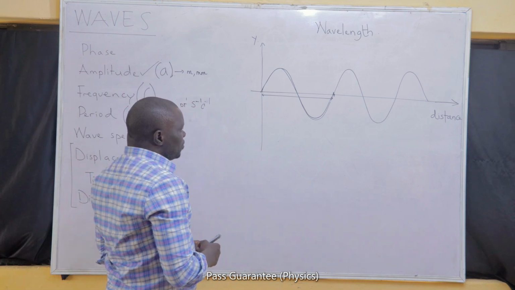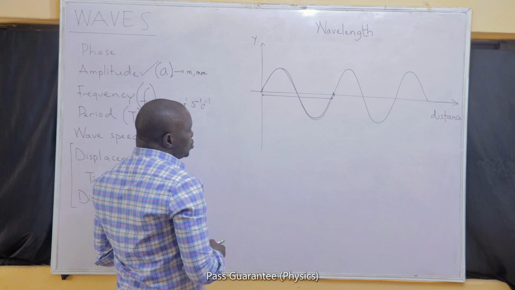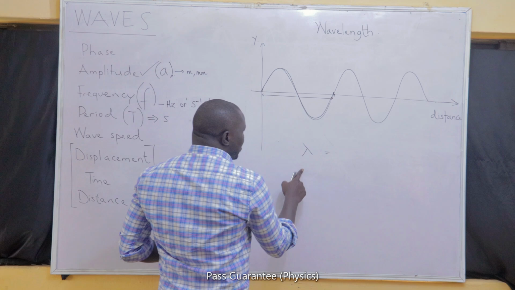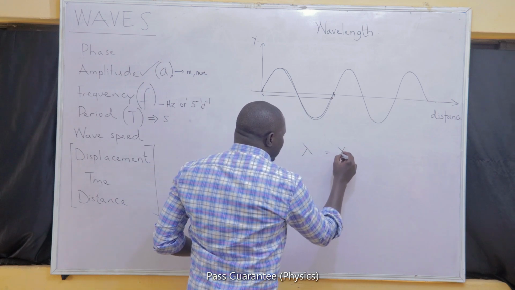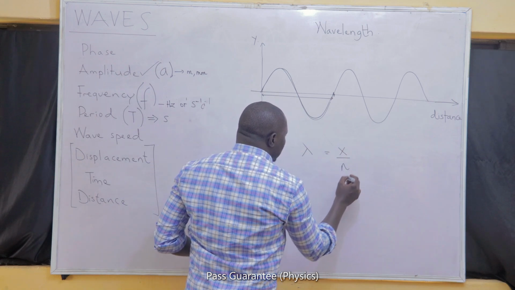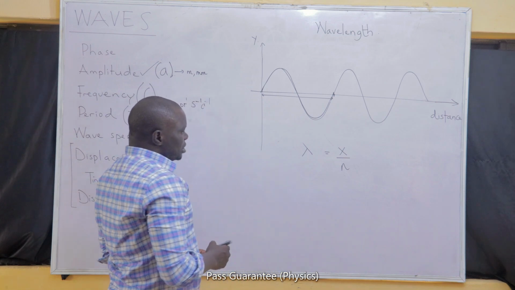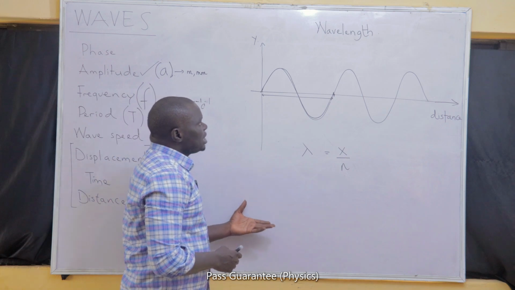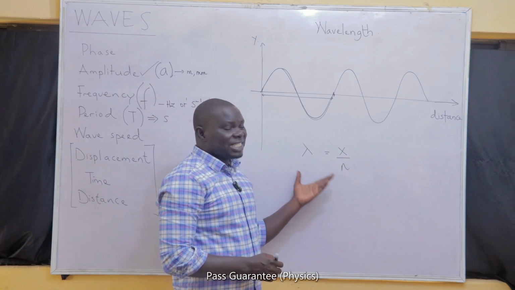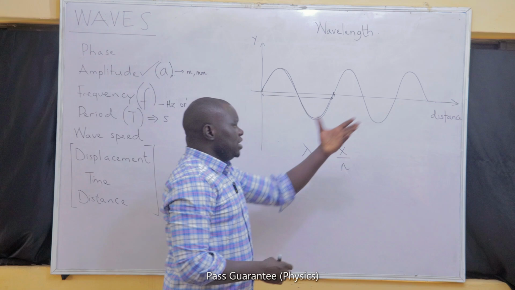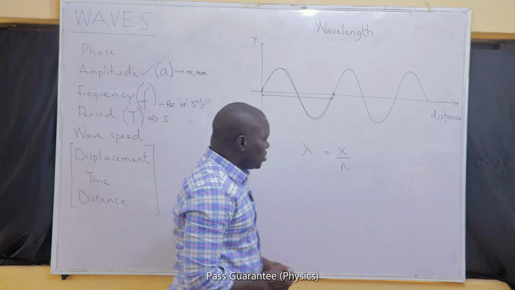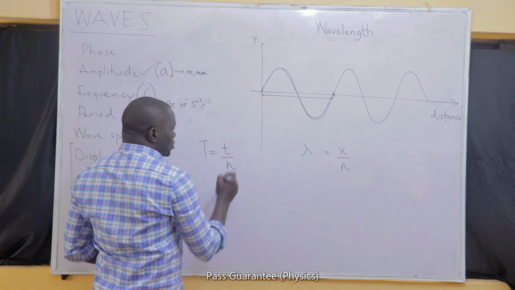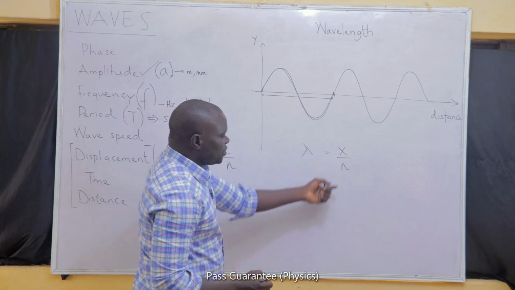How do we do that? Very, very simple and easy. The wavelength is represented with the Greek letter lambda. We'll divide the distance that we are given by the number of cycles that it took to cover that distance. We will observe that the way we get the wavelength is exactly the way we would get the period if this were a time axis, because the period is the time divided by the number of cycles. So the wavelength is the distance divided by the number of cycles.